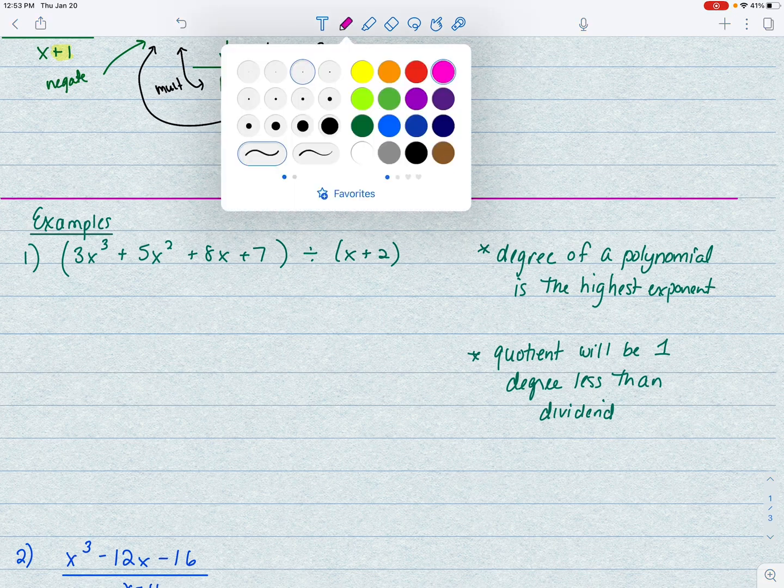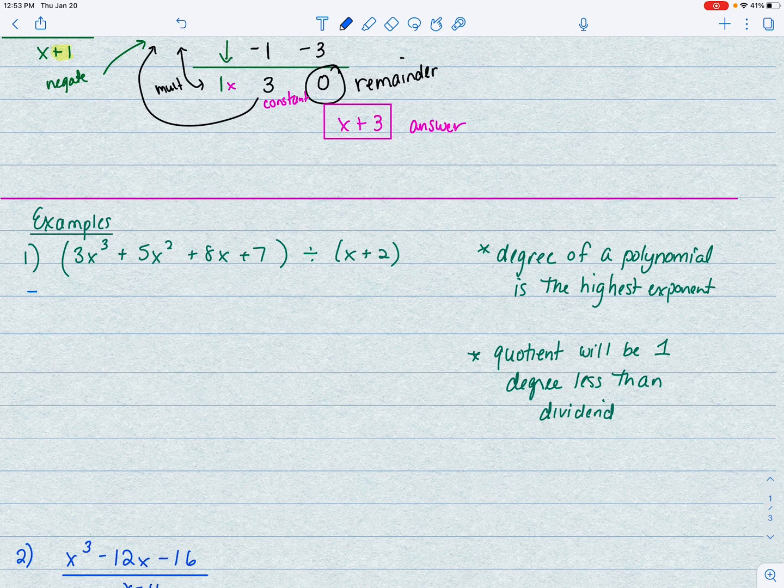All right, so here's how you do it. You take the number that you're dividing by, but you change the sign and put it in a box. Now I list the coefficients of my polynomial, 3, 5, 8, 7. There's no terms missing because it goes x cubed, x squared, x, constant. Bring down the first number, 3. Multiply it by the number in the box, -6. Add those, -1. Multiply again, you get +2. Add, you get 10. Multiply again, you get -20. Add, you get -13. This represents the remainder.